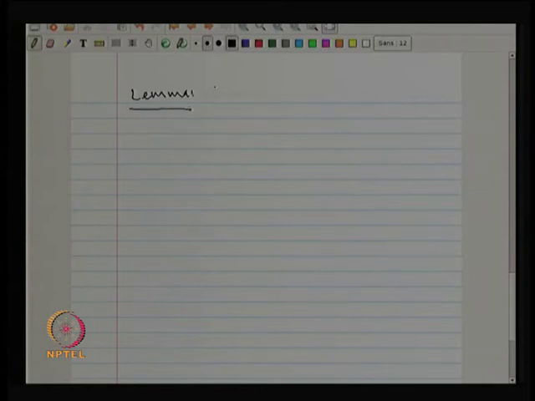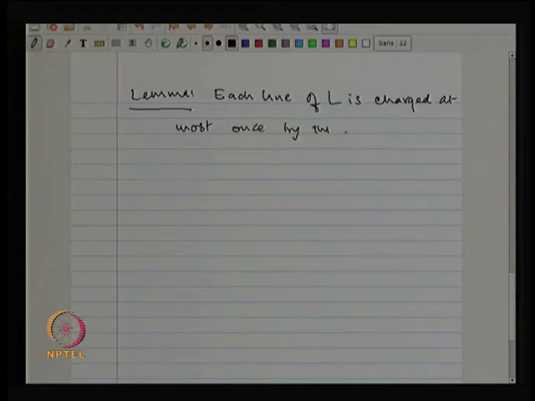Here is a lemma. Each line of L is charged at most once by the unmarked edges on the left chains. This is the punch line, and the same is true for the right chains, and a similar claim is true for the right chains.